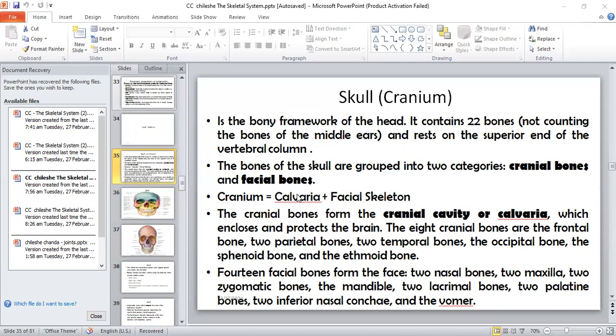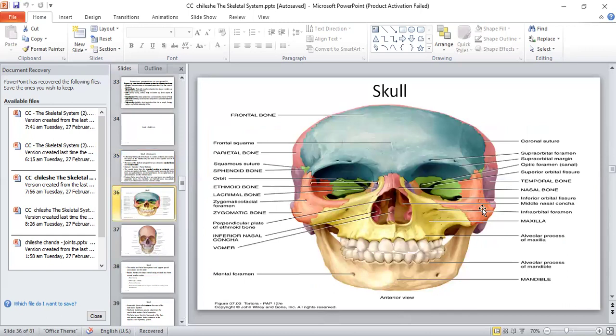Okay, the cranial bones form the cranial cavity. This cranial cavity, like I said, encloses and protects the brain. Now these bones of the cranial cavity are 8 in number. Some of them are paired while others are not paired.